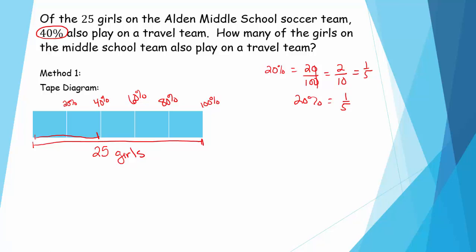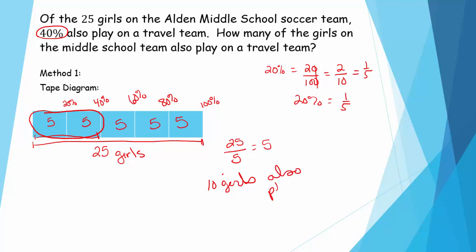So we would have known earlier this school year when we dealt with fractions to break it into 5 parts. Same exact situation. So now, because we know we broke our tape diagram into 5 parts, you do 25 divided by 5. That means there's 5 girls in each little part. 5, 10, 15, 20, 25 to get us up to 100%. We want to know what 40% would be. That means 10 girls also play travel soccer.